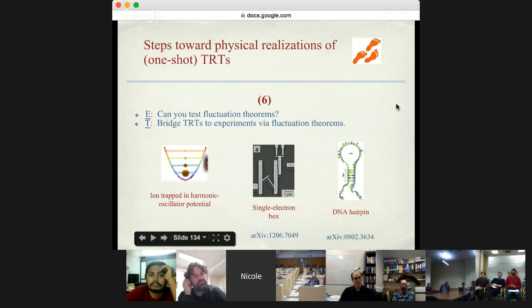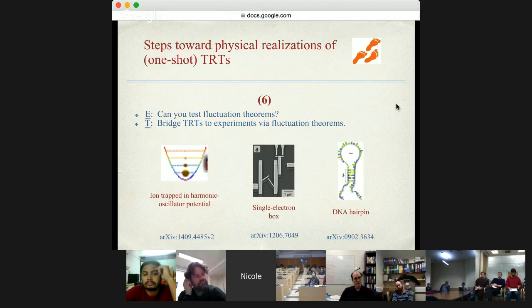Both frameworks describe systems that are small in some sense, both describe non-equilibrium statistical mechanics, and both involve what some people think of as a new derivation of the second law. Fluctuation theorems have the advantage of having been experimentally tested quite a bit.